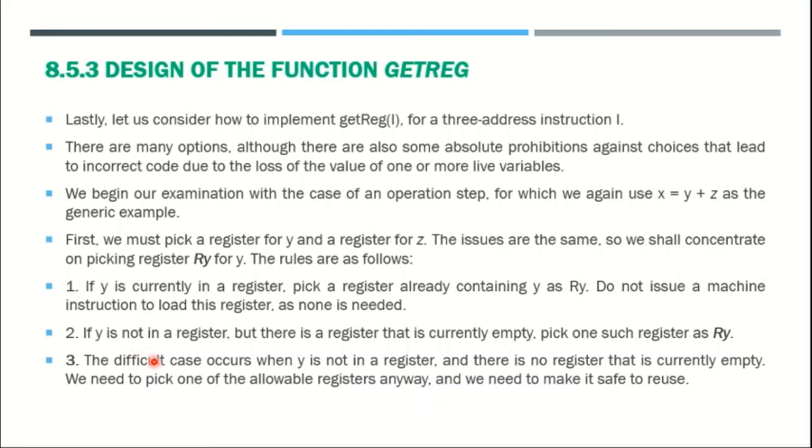The third rule is a more difficult case. Here y is not stored in a register, and there is also no empty register available to load the y value. Then we pick one of the allowable registers anyway. In this situation we can pick whichever allowable register is available, and then complete the execution.